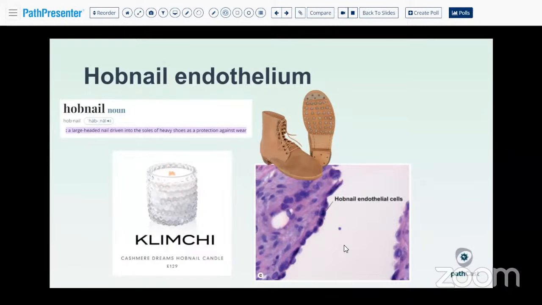Hobnail endothelium. A hobnail is a large-headed nail driven into the sole, used to protect against wear. But it's also apparently a really popular glassware phenomenon. And this cashmere can be yours for only $129 at klimchi.com. But basically we see here that unique hobnailing phenomenon.